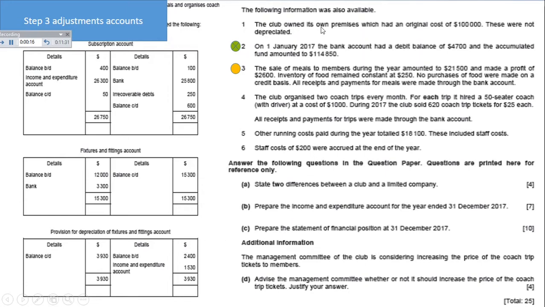So what remained was number 1, club premises need not be depreciated because normally land and building are not depreciated. The question is saying these were not depreciated, so we don't need to depreciate it, and there's no depreciation rate anyway out here. So no adjustments required.